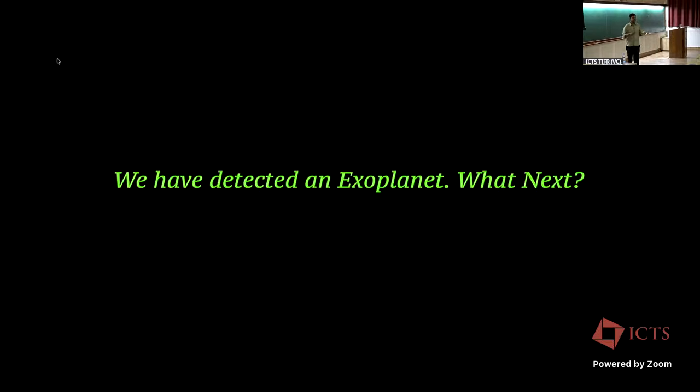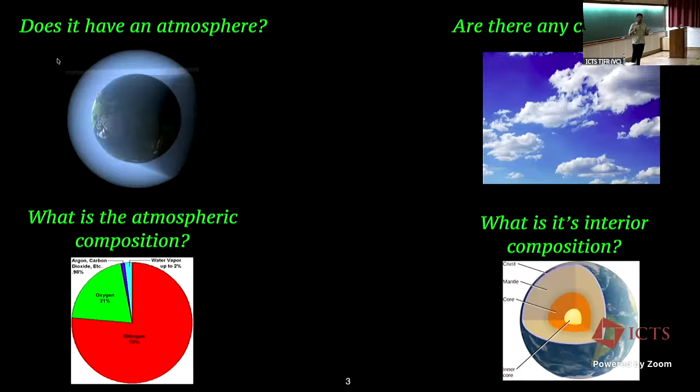So all these things are very important questions that we have to answer if we want to understand an exoplanet fully. Does it have an atmosphere? That's the first question we need to answer. Then, are there any clouds or haze? What is its atmospheric composition? And what is its interior composition? All these questions are connected together. And once we detect exoplanets, getting this information is very difficult. I'll tell you why. We'll do some calculations, and that is the reason it becomes challenging.